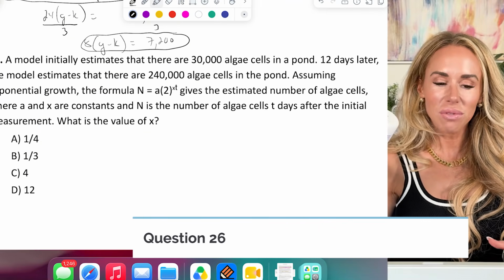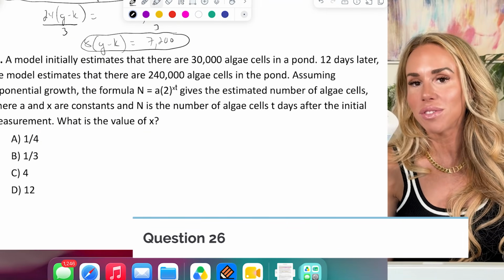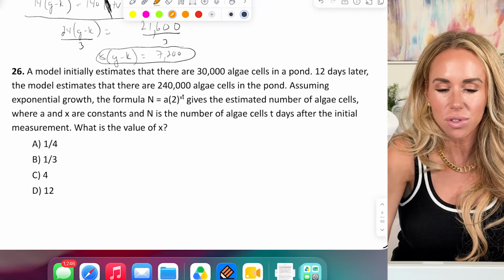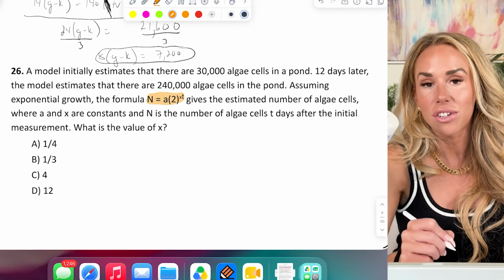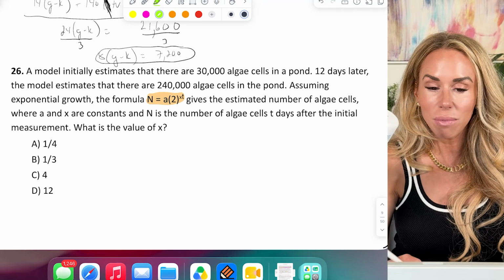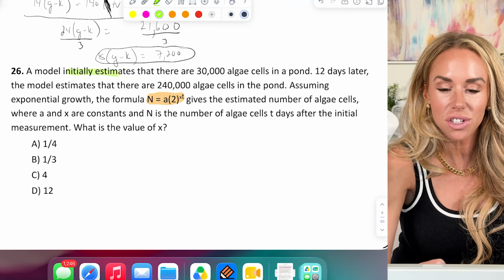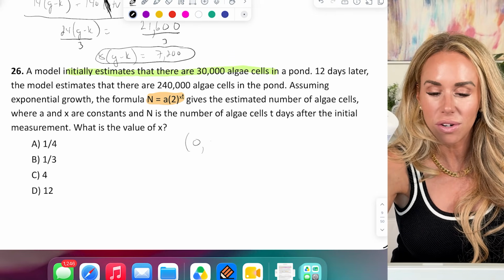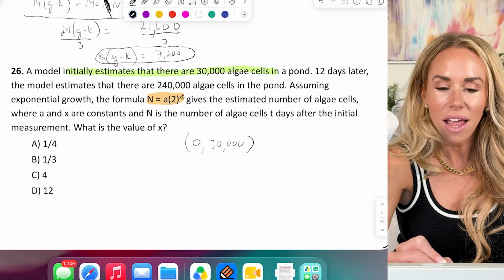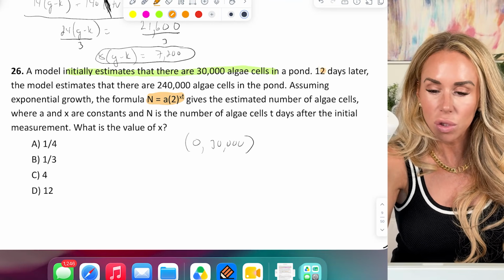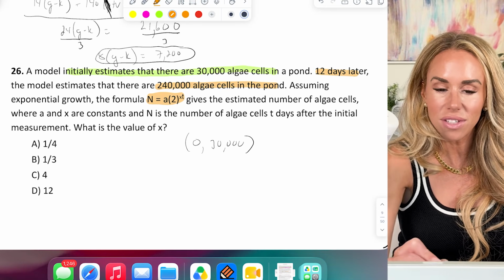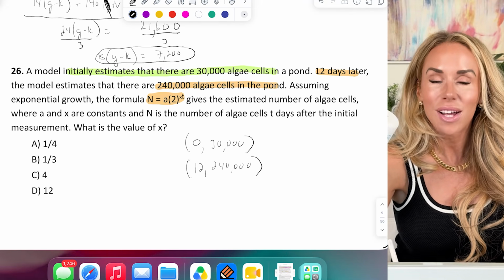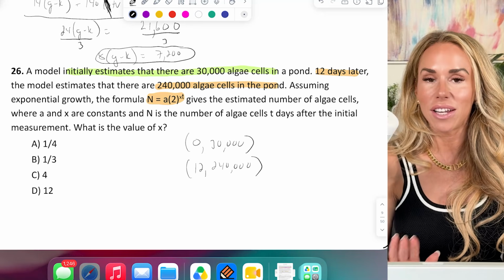All right, guys, this is a really awesome question because you can use a Desmos regression, but it's kind of disguised. How do I know I can use the Desmos regression? Well, they give me the equation, and they actually give me 2 points. So if it initially estimates there are 30,000 algae cells, that means there's a point at 0, 30,000. And then if they tell me 12 days later, there's 240,000, that means there's a point at 12, 240,000. So I'm going to go ahead and set up a regression in Desmos.